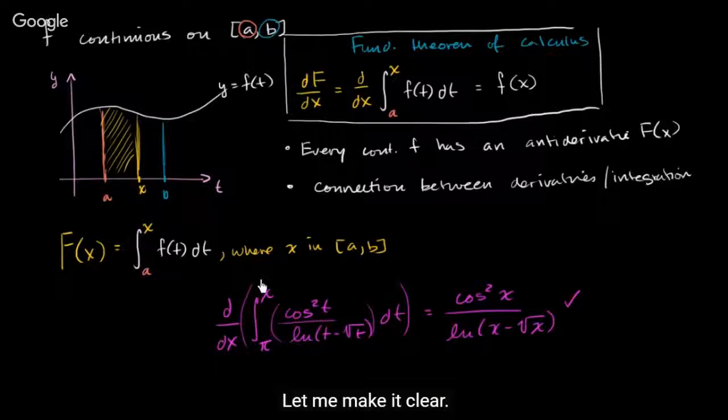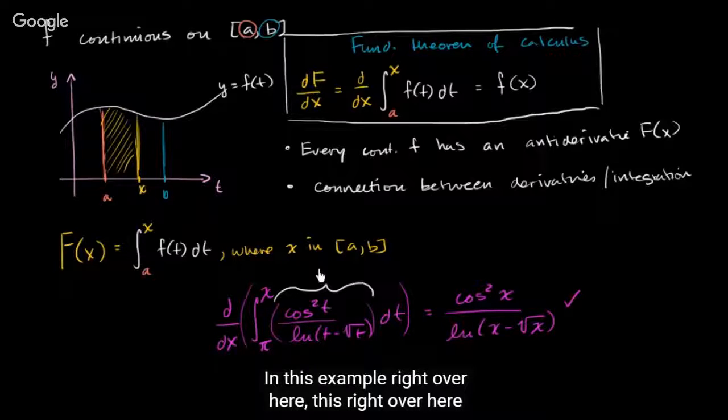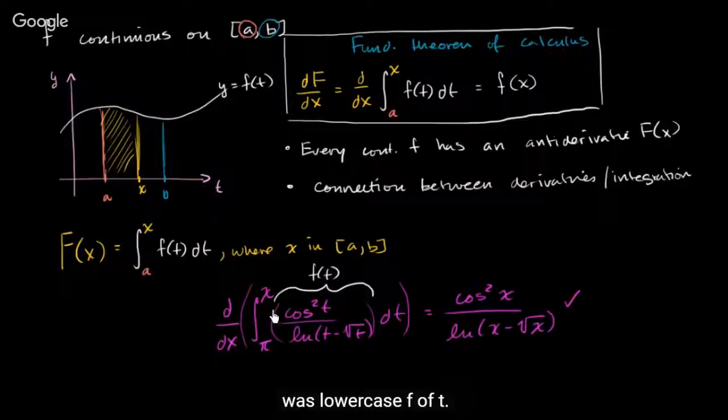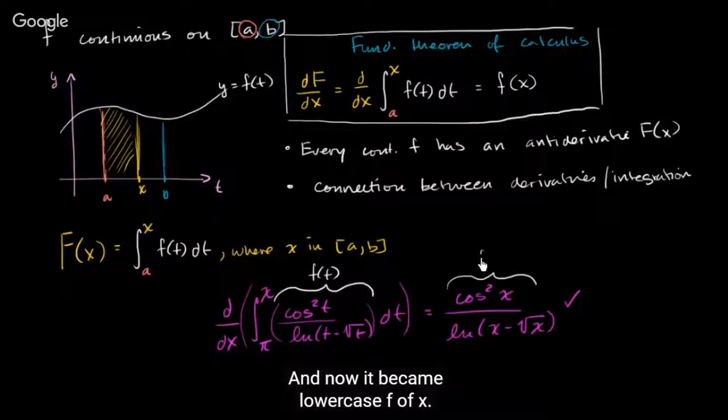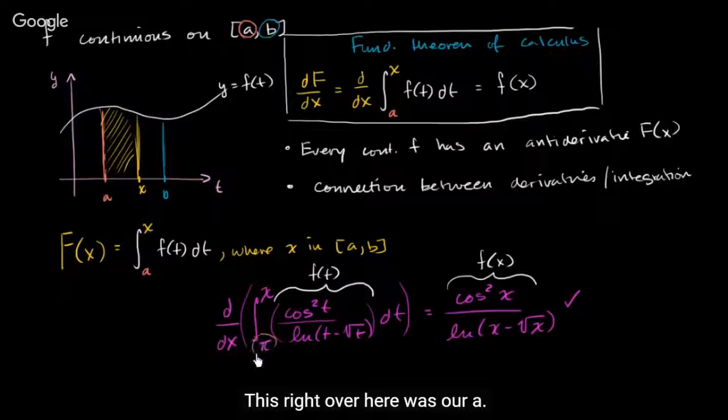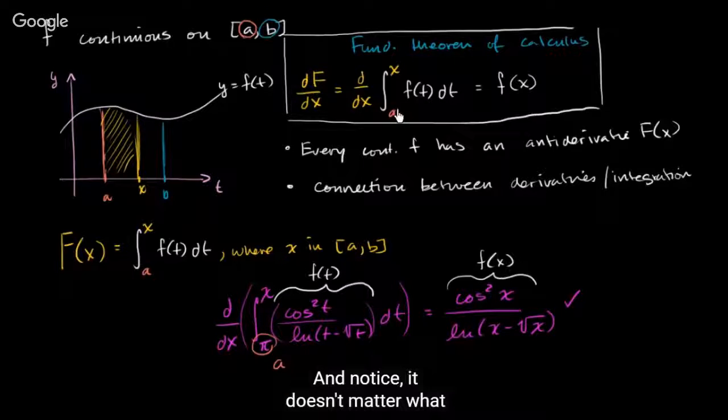Let me make it clear. In this example right over here, this was lowercase f of t, and now it became lowercase f of x. This right over here was our a. And notice, it doesn't matter what the lower boundary of a actually is. You don't have anything on the right-hand side that is in some way dependent on a.